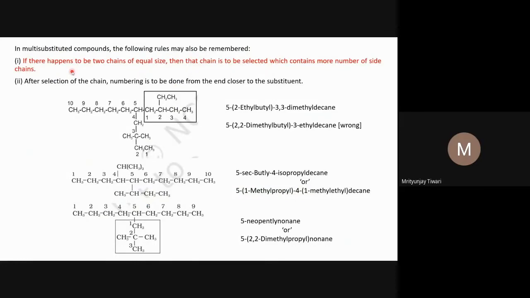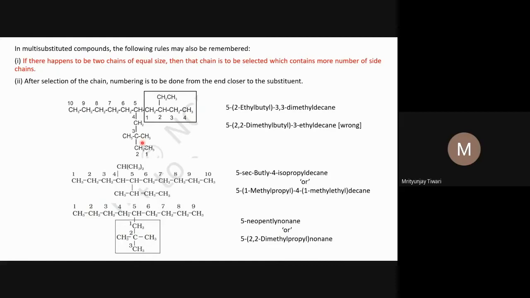And these rules are: if there happen to be two chains of equal size, and there is a possibility in multi-substituted compounds that two chains of equal size may be there, then the chain to be selected is the one which contains more side chains. In such a case, we have to select as the parent chain the one which contains the maximum number of substituents.